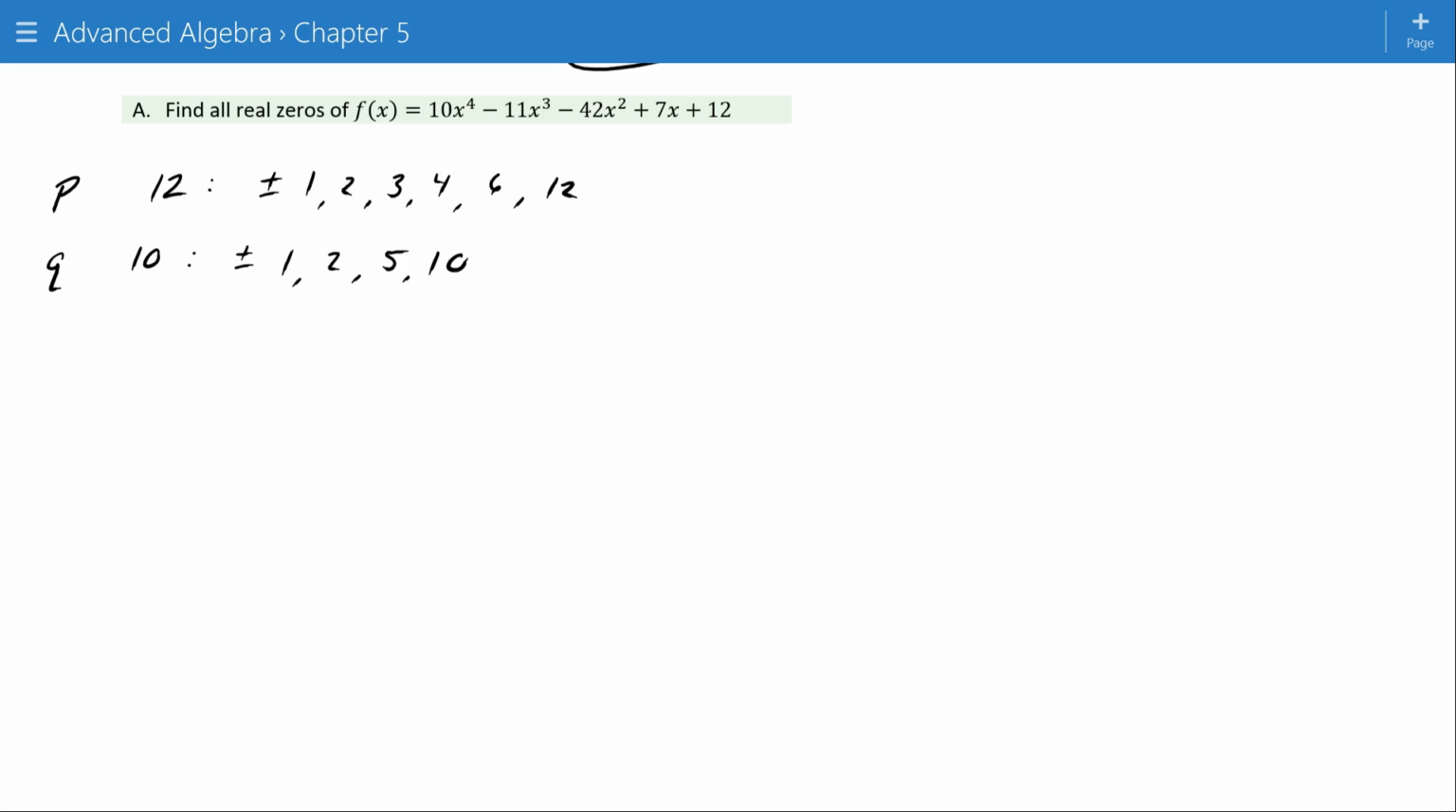Now, think about that for a second. You're going to do 1 over 1, 2 over 1, 3 over 1, 4 over 1, 6 over 1, 12 over 1. And then you're going to do 1 over 2, 2 over 2, 3 over 2, 4 over 2, and so on and so forth. You're going to have a lot of possible numbers. Rather than sitting here and writing out every single one of our possible p over q's, we'll just write out a couple of them.